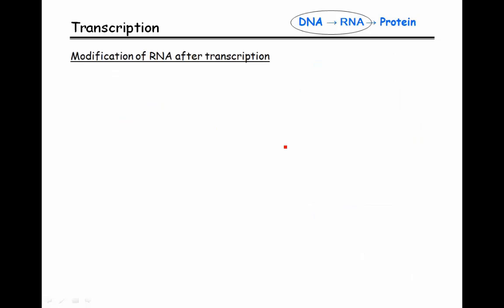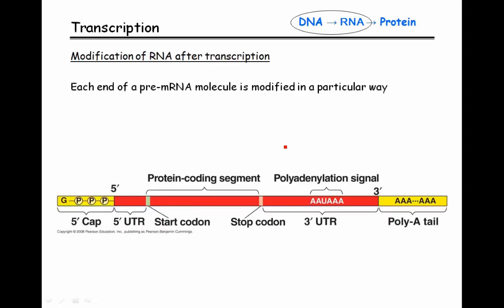Now, if we assume that we're going to take that piece of RNA and turn it into an mRNA, or messenger RNA, there are some modifications that have to take place before we call it an mRNA. First off, we're going to modify the ends of the RNA. Each end is going to get a specific thing added to it.